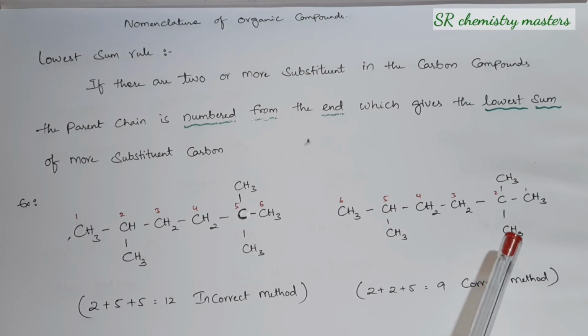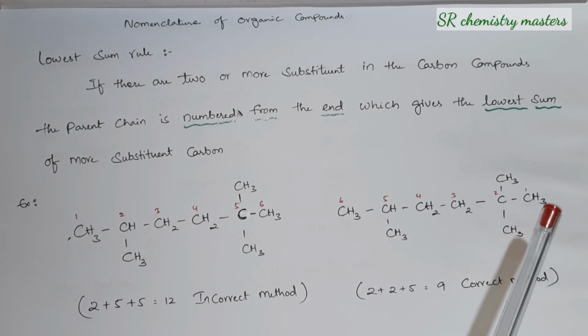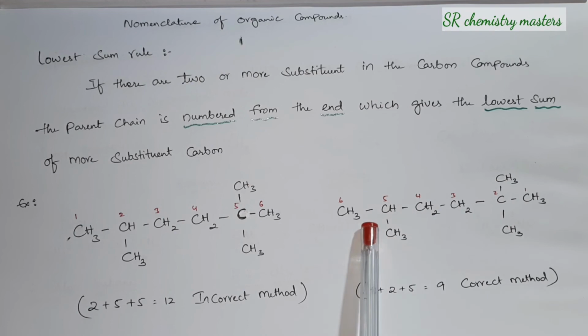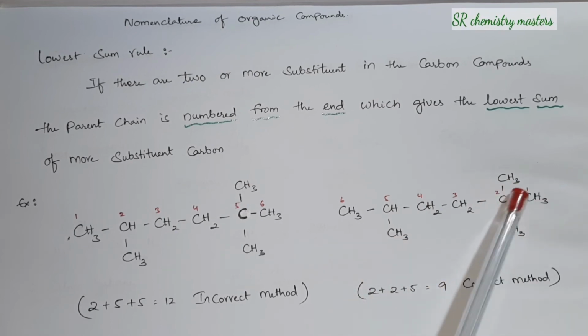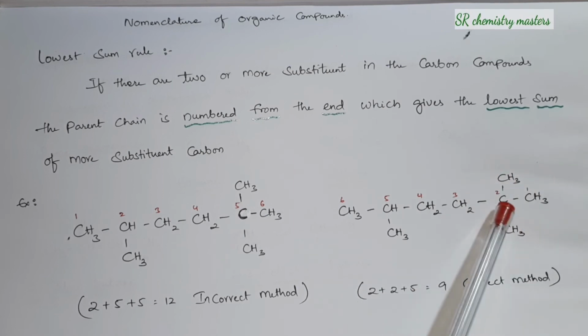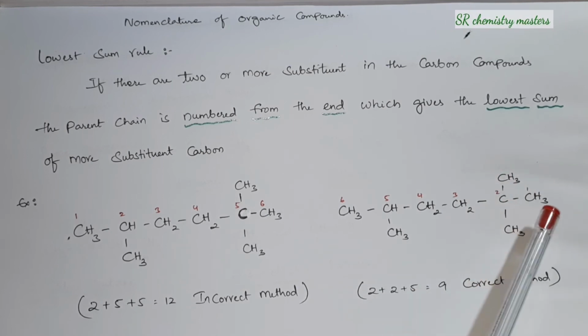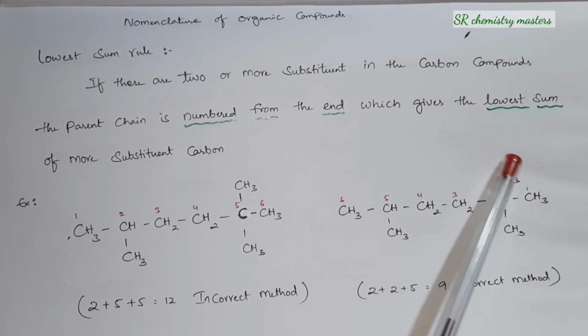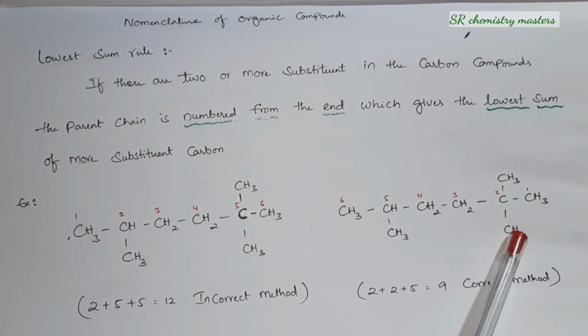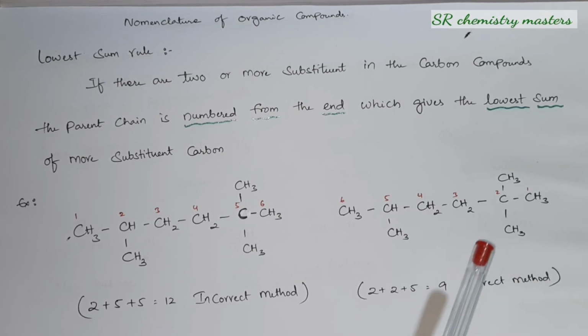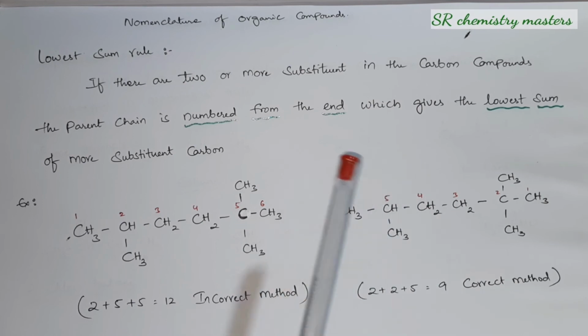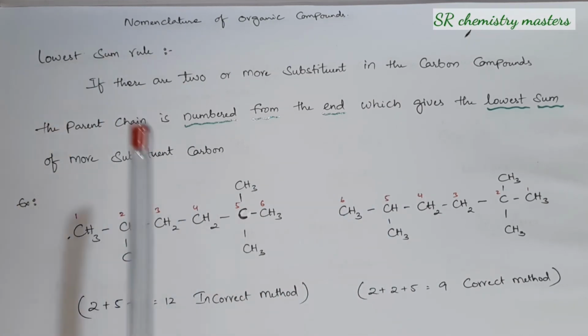Whereas if we number the carbon atoms from right to left, we are going to get more substituents attached to the carbon atom which is having the least value. If you see here, 1, 2, the second carbon is having more substituents attached to it. If we sum these values, we are going to get the total value as 9. The correct method of numbering is this one. Why? Because in this case we are getting the lowest sum.